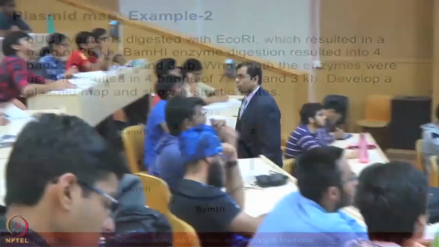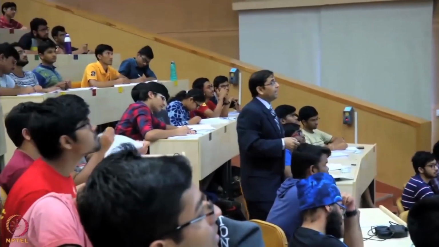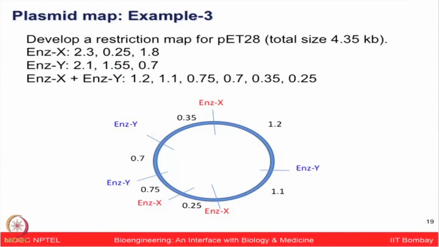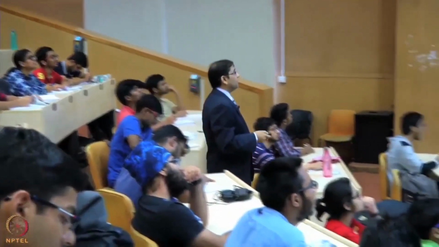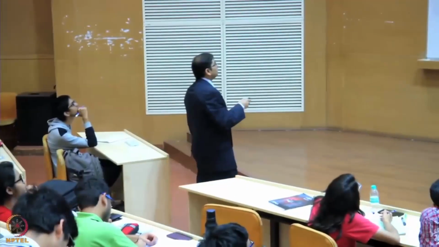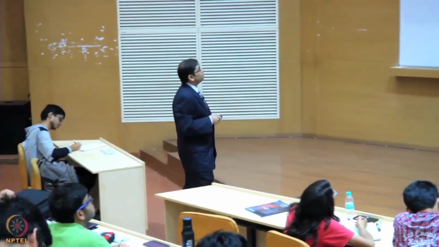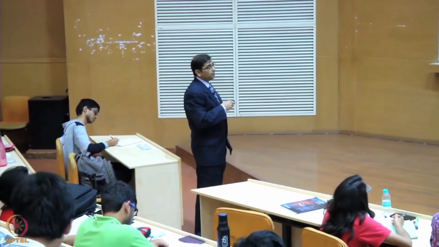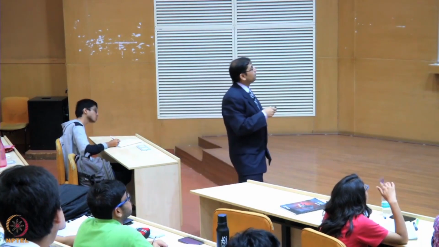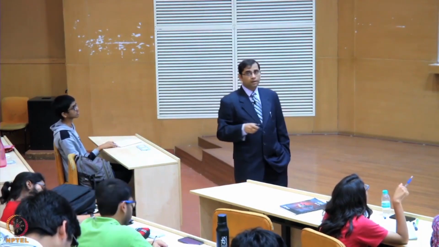Now, let us take one more situation when we have multiple enzymes being used. Please try this now. You have used enzyme X and enzyme Y and also enzyme X plus Y for a vector which is pET28, which gives different bands of sizes 2.3, 0.25 and 1.8. In the other case, you have 2.1, 1.55 and 0.7, and with both enzymes used, you have multiple fragments of 1.2, 1.1, 0.75, 0.7, 0.35 and 0.25.